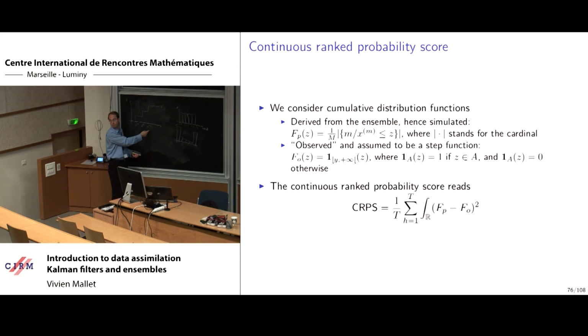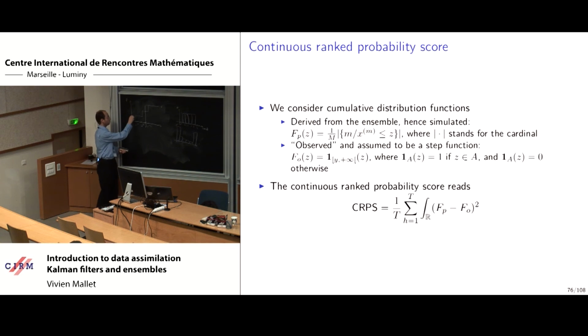So I plot this F against x, and in the ensemble case you can build this cumulative distribution function like that. When you have an observation y at some point, we assume that the cumulative distribution function is just a step function at the observation. And then the CRPS is the two norm of the difference between these two cumulative distribution functions.